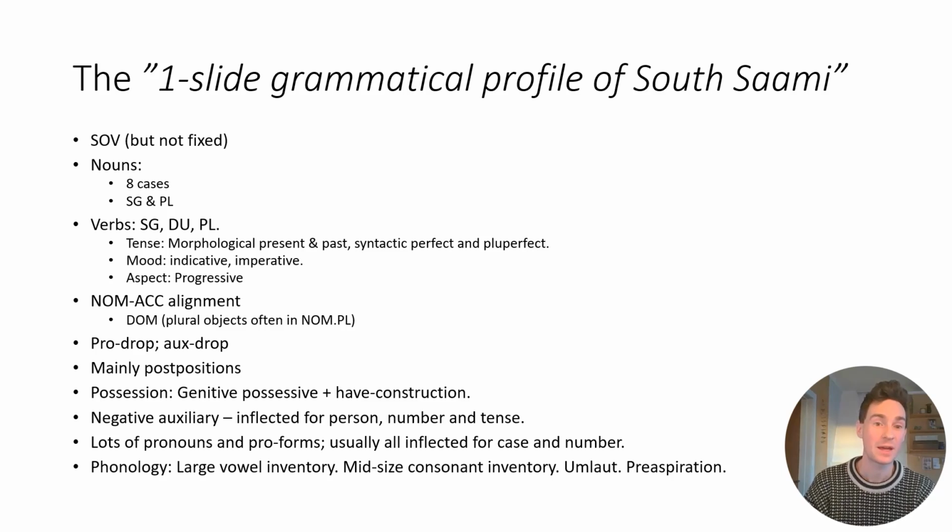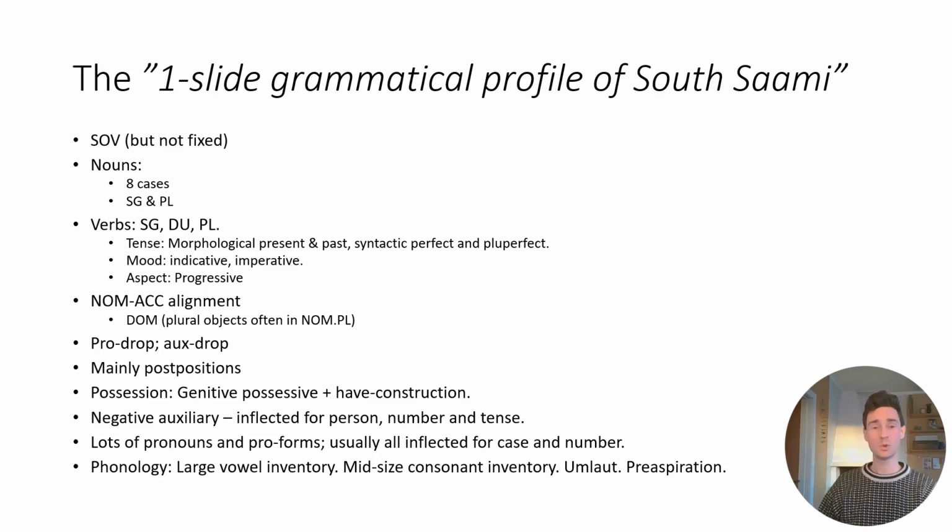We have the word class nouns, and nouns are inflected for 8 cases, and in the number categories singular and plural. As for verbs, they distinguish a singular, a dual, and a plural. However, I will say a little more about the dual, which is not always fully in use, at least in spoken language by elderly speakers.